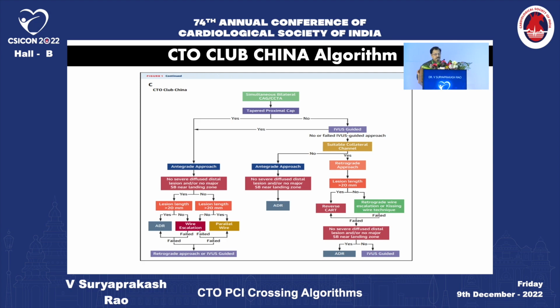Again, the parallel wire has come into this algorithm also, very important. In the reverse retrograde technique, with a simple true wire, true lumen to true lumen entry still happens in 30% of the cases. That's a good thing in the reverse retrograde procedure. And retrograde escalation with a simple wire escalation and knuckle wire can be used.